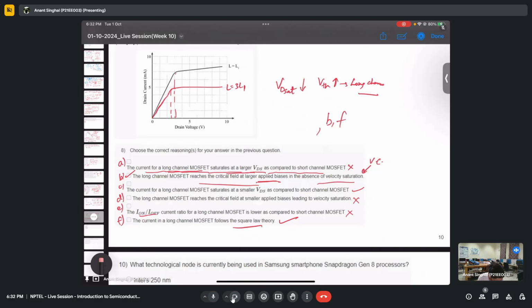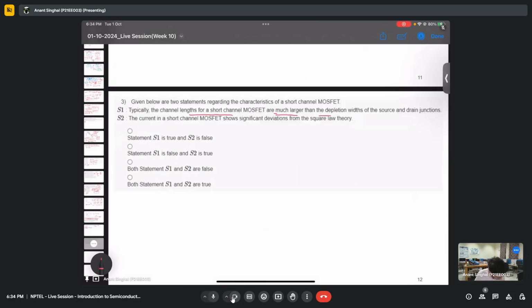Okay. So again, some question is there. Given below are two statements. The first statement says that typically the channel lengths for a short channel MOSFET are much larger than the depletion width of source and drain. Okay, what is this? So this is wrong, right? This is completely opposite. For short channel, we have the depletion width of the source and drain comparable to the channel length. So that is what we have read. And the second statement: the current in short channel MOSFET shows significant deviations from the square law theory. So this is correct. Short channel MOSFETs have certain effects.